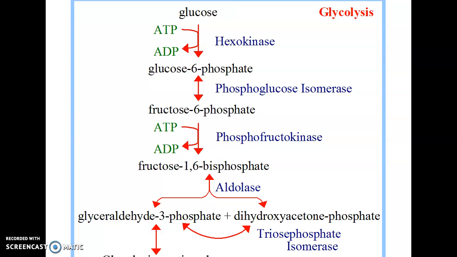This fructose 1,6-diphosphate will split or cleave into glyceraldehyde 3-phosphate and dihydroxyacetone phosphate in the presence of aldolase enzyme. This dihydroxyacetone phosphate will also be converted into glyceraldehyde 3-phosphate, so this fructose 1,6-diphosphate gives 2 moles of glyceraldehyde 3-phosphate. The dihydroxyacetone phosphate will convert into glyceraldehyde 3-phosphate with the help of triose phosphate isomerase.